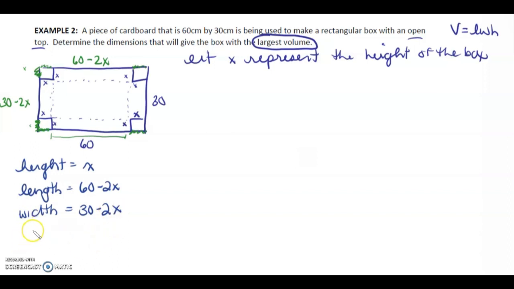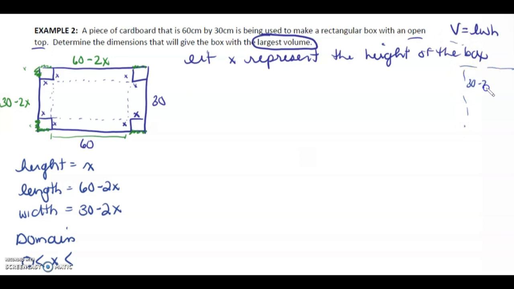Okay. Now, the other thing we have to consider is the domain. So let's talk about that right now. I know I left it till the last question, but if we don't have a height, then we don't have a box. So the height is going to be between 0, but not including 0, and for this other value, I'm going to take the smaller of the two sides, which is going to be 30 minus 2X, against the side of my paper.